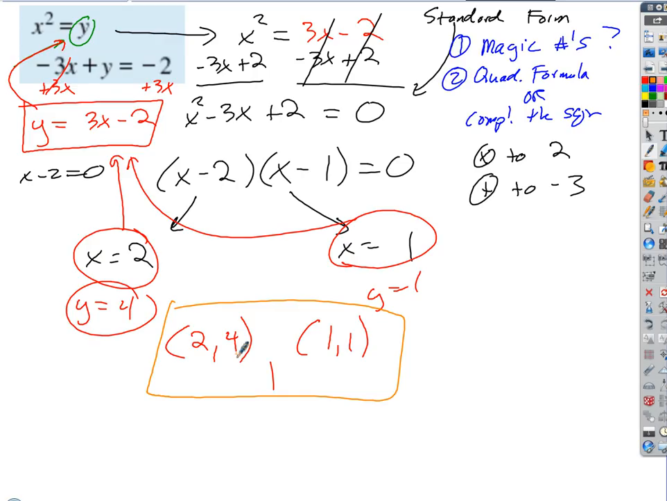Let's try another one. Questions on that, I guess, first. Okay? So we're going to substitute, come up with a quadratic equation, solve the quadratic equation, and then substitute each of our solutions back into the original to find the other variable value, right? So let's try another one.